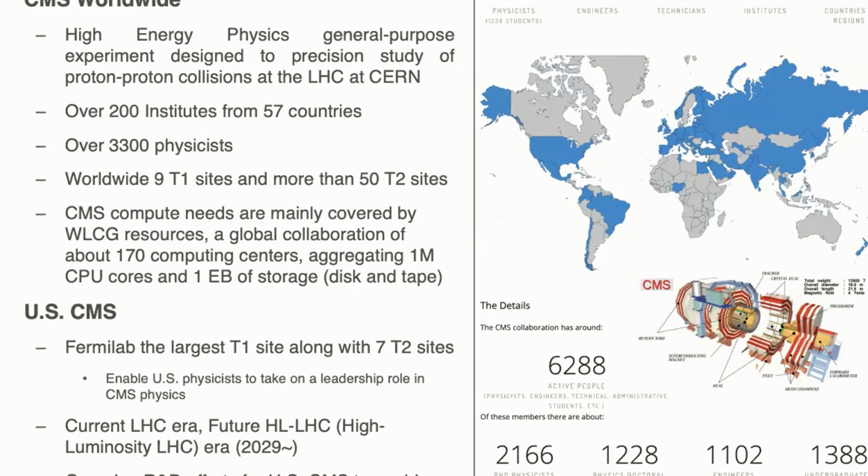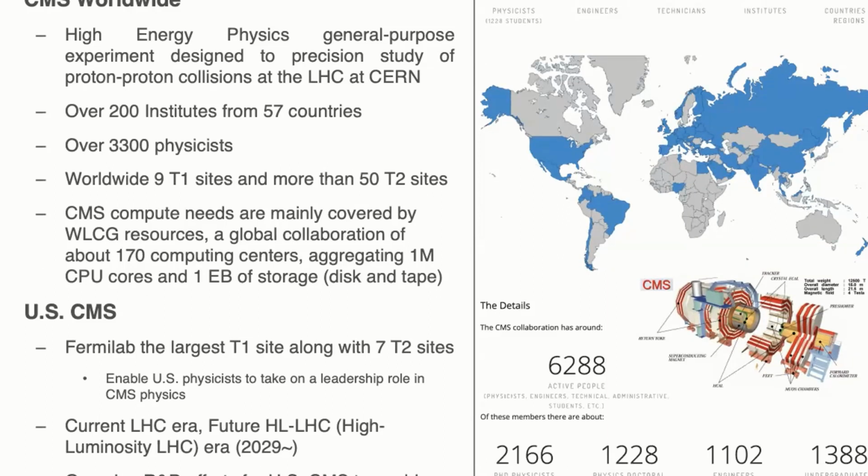CMS consists of 9 tier 1 sites and more than 50 tier 2 sites around the world. The compute needs of CMS are mainly covered using WLCG grid resources, which are highly distributed and global. It's a global collaboration of more than 170 computing centers around the world, aggregating 1 million CPU cores and more than 1 exabyte of storage. So this is all about CMS worldwide.